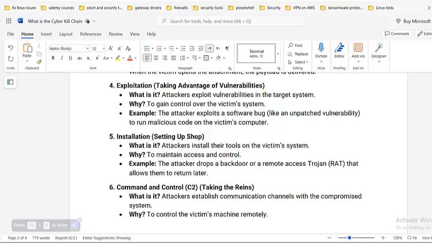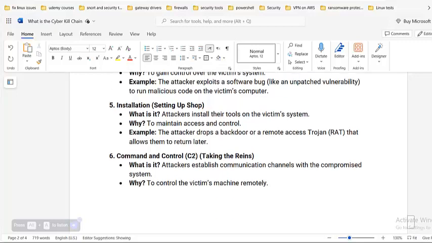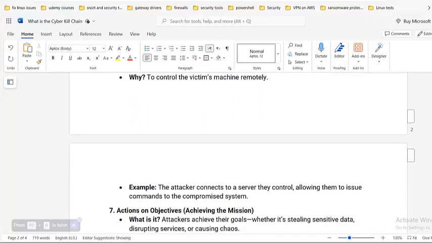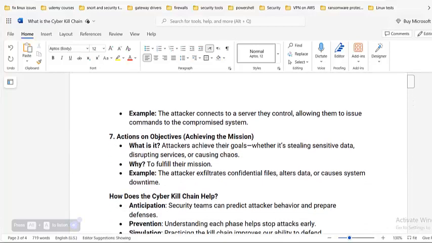Command and control, number six, taking the reins. What is it? Attackers establish communication channels with the compromised system. Why? To control the victim's machine remotely. Example: the attacker connects to a server they control, allowing them to issue commands to the compromised system.